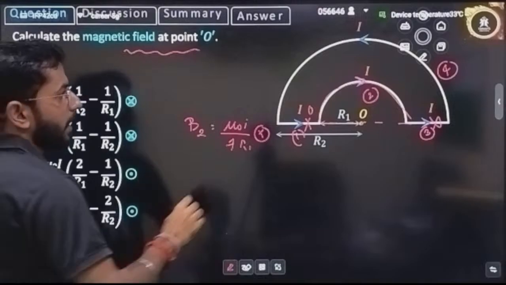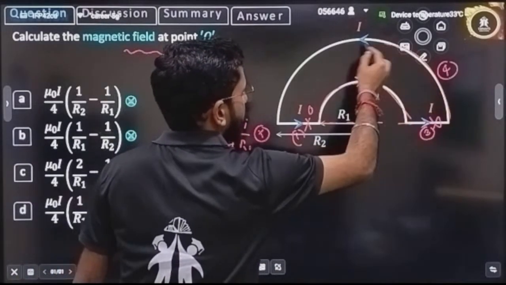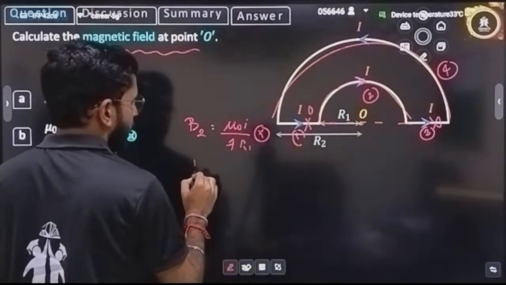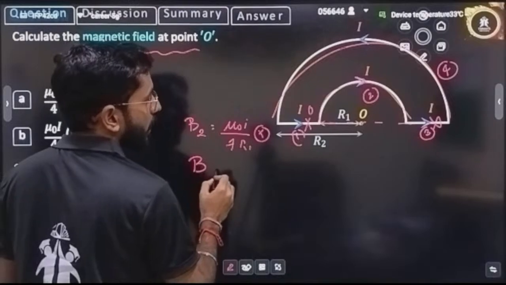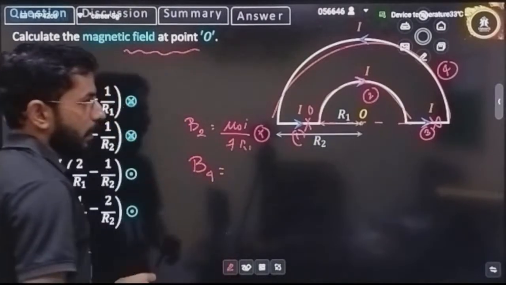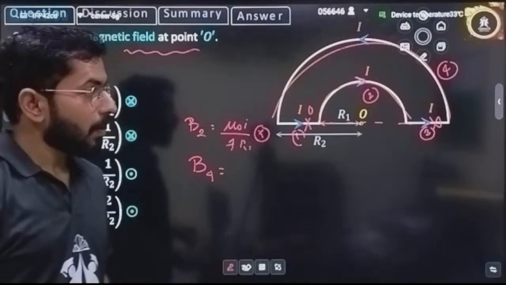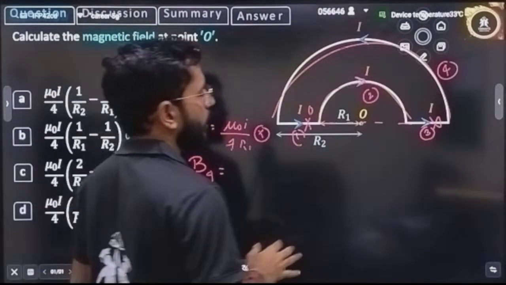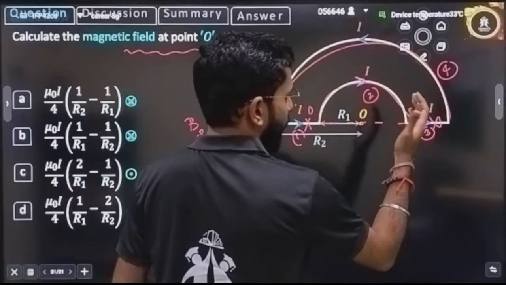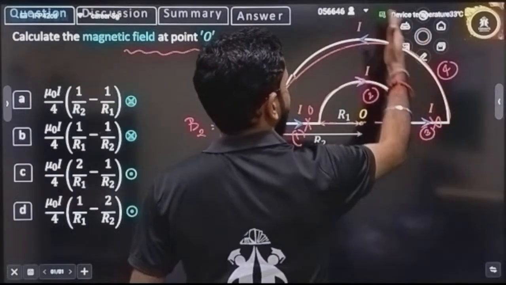Just write it only. Now, when you are coming in this anti-clockwise direction, again the current is I, and what I will be writing is due to section 4. Now again it is an arc, again the formula will be mu naught I divided by 4a. But this time you will take your hand in the direction of current.